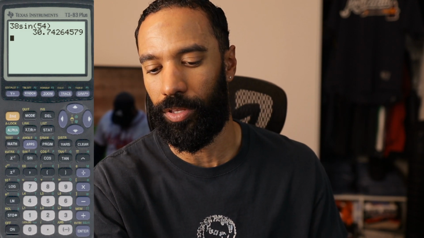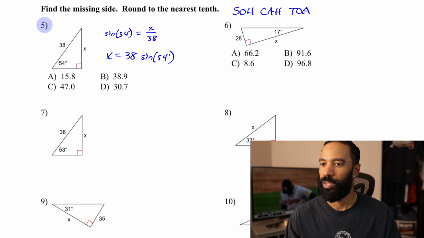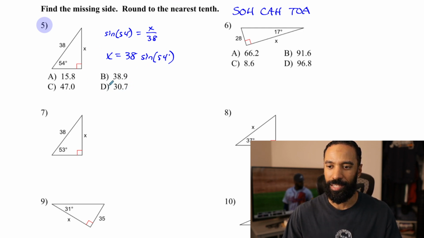We're going to be doing 38 times the sine of 54. Oh, did it crash again? There we go. 38 times the sine of 54 degrees, and we're going to get 30.74. So 30.7. That's the number we're looking for in here. Let's see which one's going to be that. 30.7, that's going to be D right there.